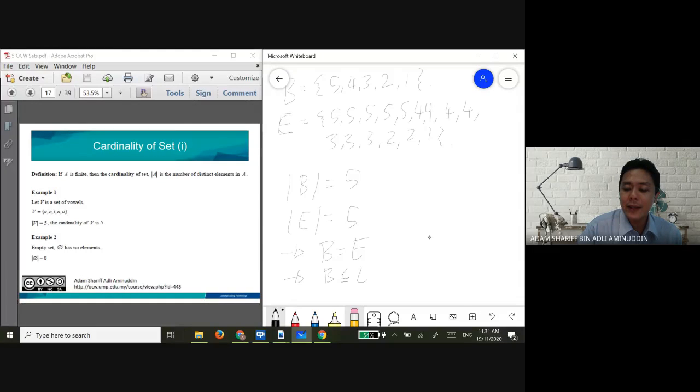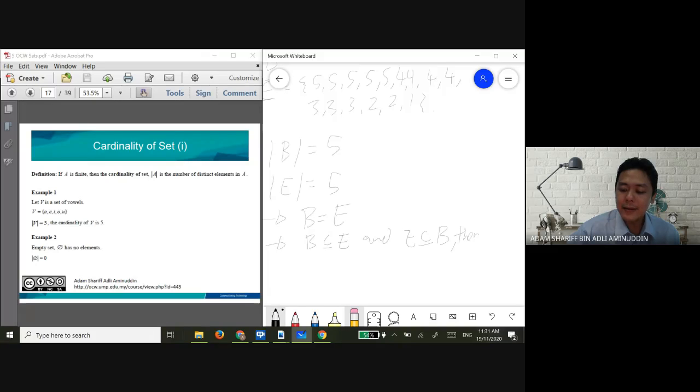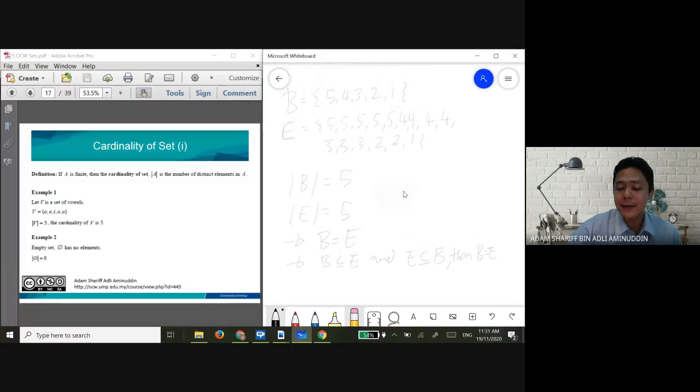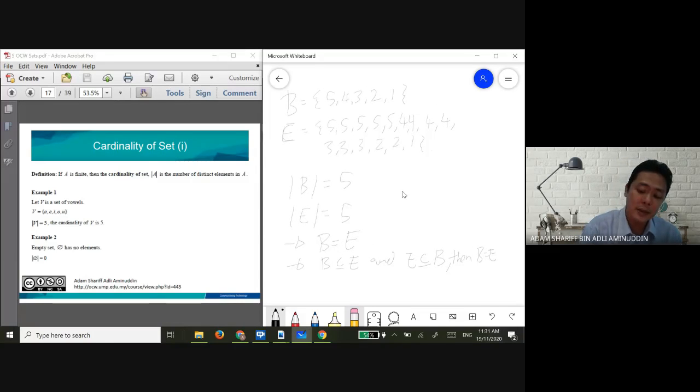B is a subset of E and E is a subset of B. So if B is a subset of E and E is a subset of B, then B equals E. The sets are equal if they are subsets of each other. And by this visual diagram as well, you can see that this is the same. Nampak tak sama? Tetapi sebenarnya sama, regardless of the order and repeated elements.